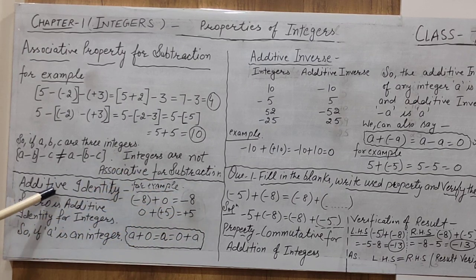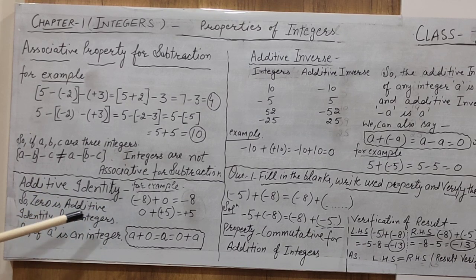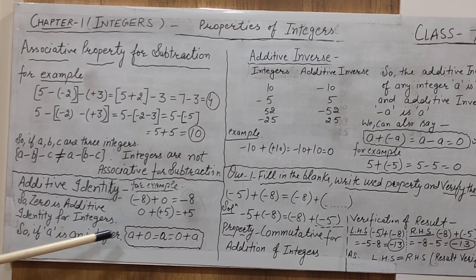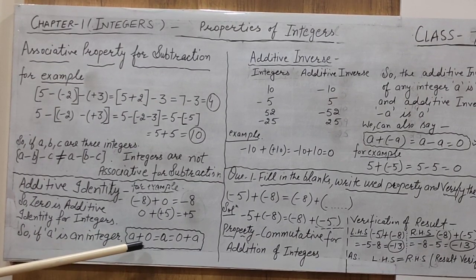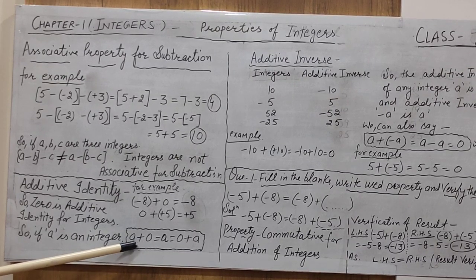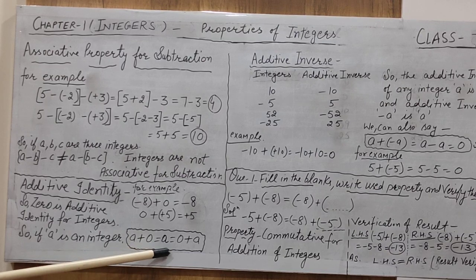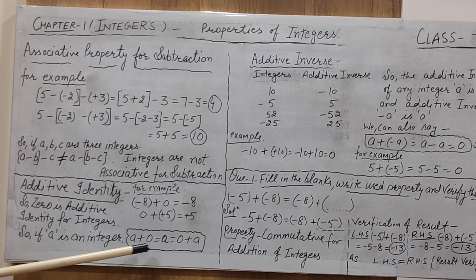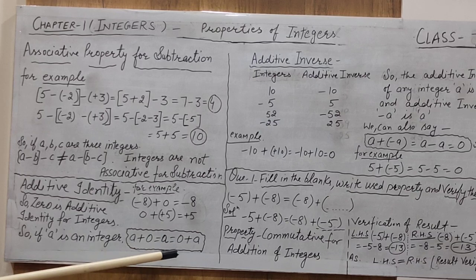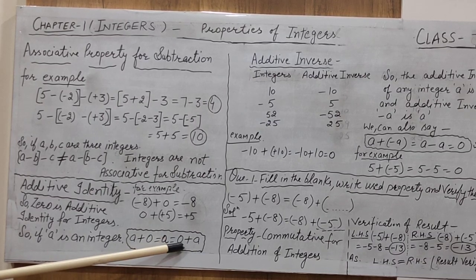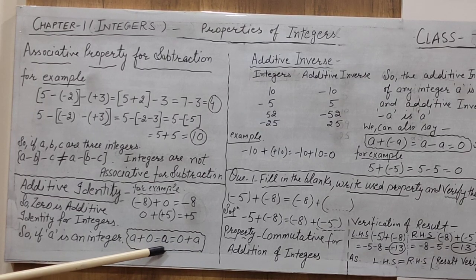So this is called additive identity. So the result is what? So 0 is the additive identity for the integers. So how do we write the rule? If a is an integer, how do we write the rule? A plus 0. You have to add 0 to any integer. The result is the same integer. A is here and A is the result. Or you can place 0 at the first place, and the result is similar.